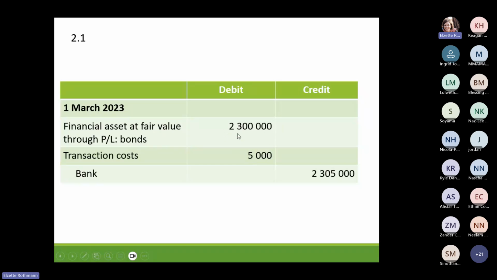Okay, the same if it was a financial asset at amortized cost. Then this transaction cost will also not be there. It will be added into your financial asset cost price.